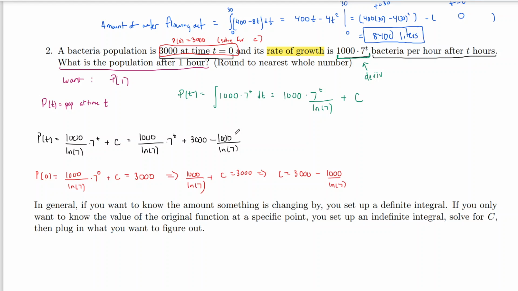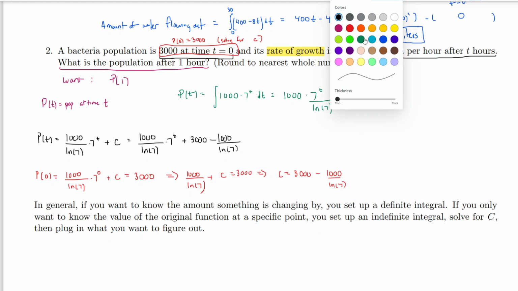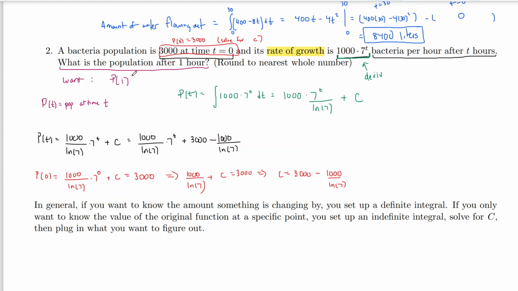But in my opinion, it's not worth it, because all we want to do with this, now that we have P of t, is plug in 1. So now we just take this formula for P of t and we plug in t equals 1. So P of 1 equals 1,000 over the natural log of 7 times 7 to the 1 power plus 3,000 minus 1,000 over the natural log of 7.